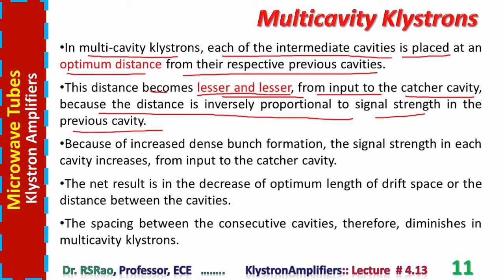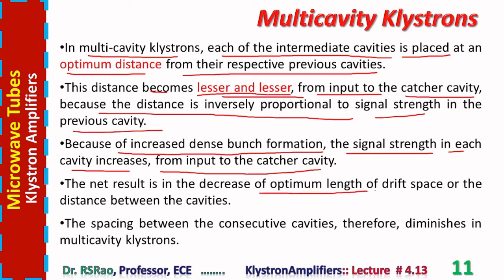in the previous cavity. Because of increased dense bunch formation, the signal strength in each cavity increases from input to the catcher cavity. The net result is in the decrease of optimum length of drift space or the distance between the cavities. Net result is spacing between consecutive cavities diminishes in multi-cavity Klystrons.